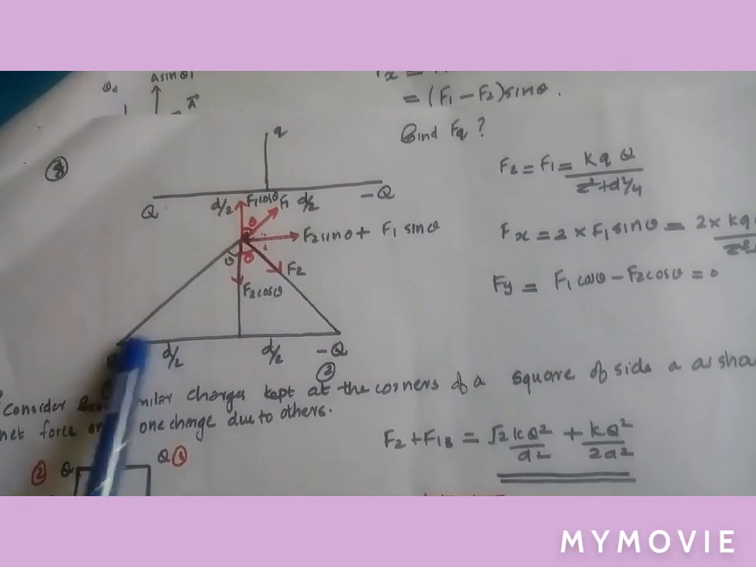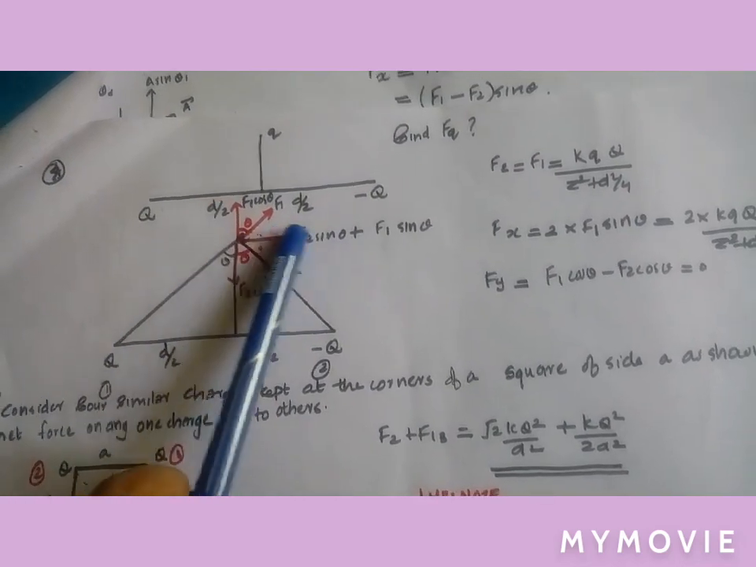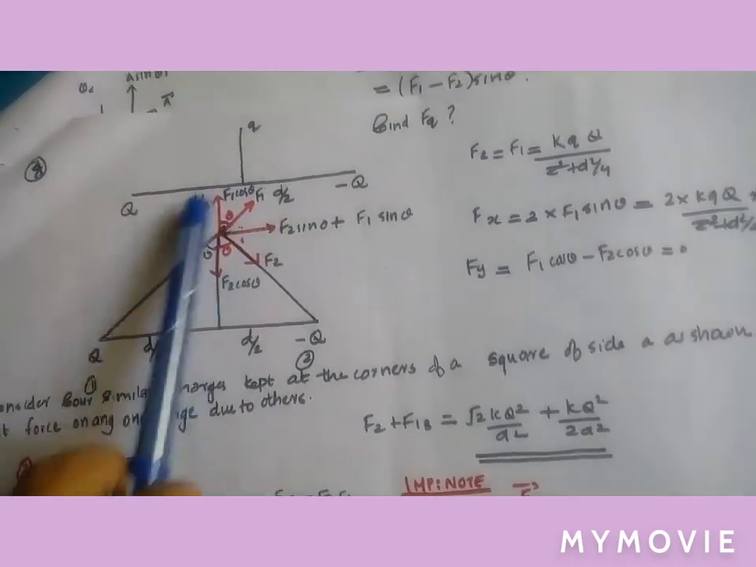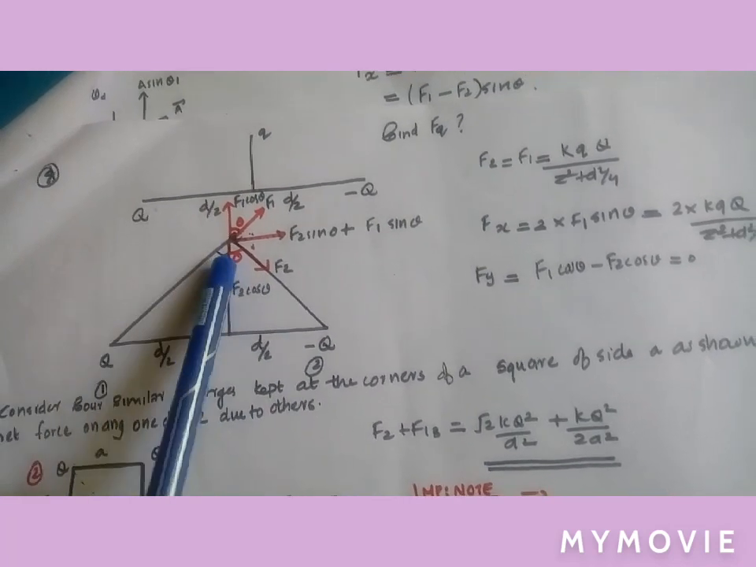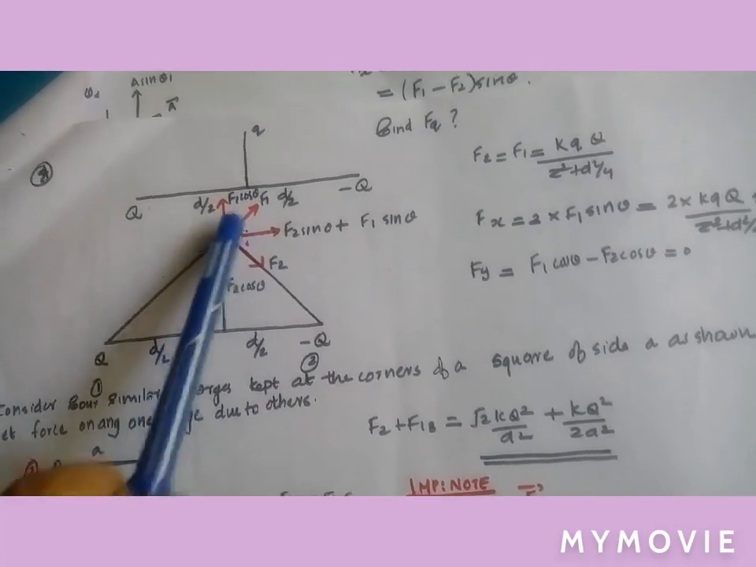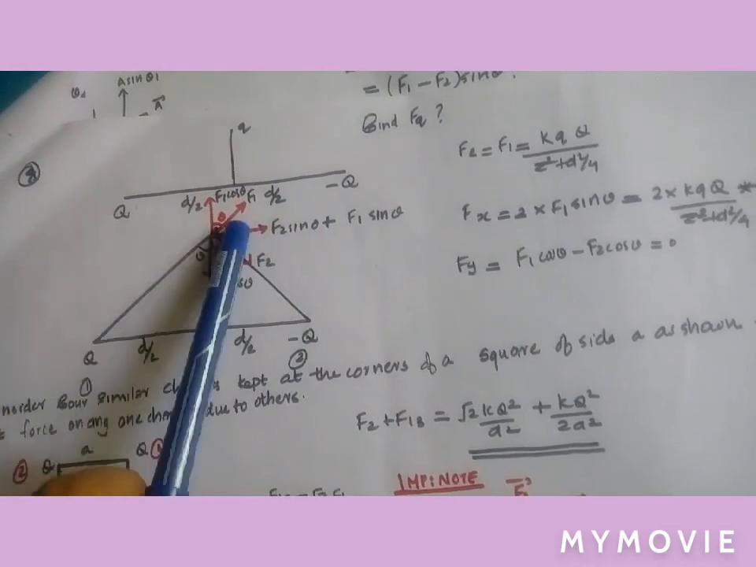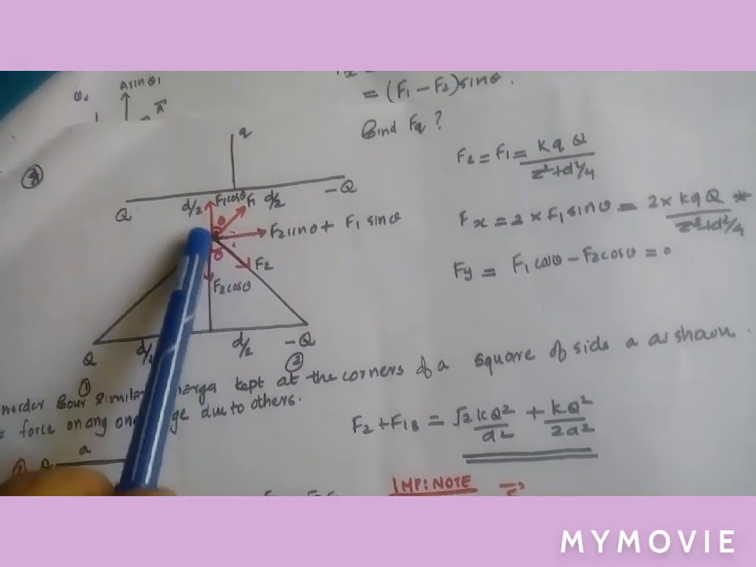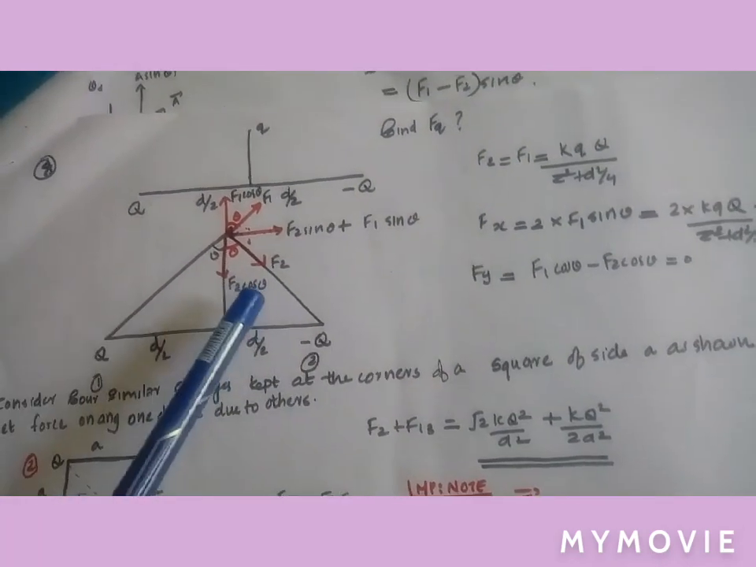So F1 due to the first charge can be resolved like this: F1 sin theta and F1 cos theta. Why? Because we know that d by 2 here, and opposite angles are the same, so here also theta. So F1 cos theta, F1 sin theta. F1 cos theta because it is the adjacent side, the cos component, and here is F1 sin theta.